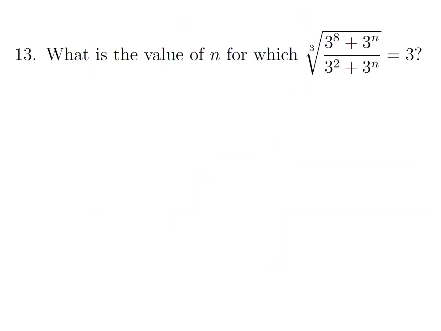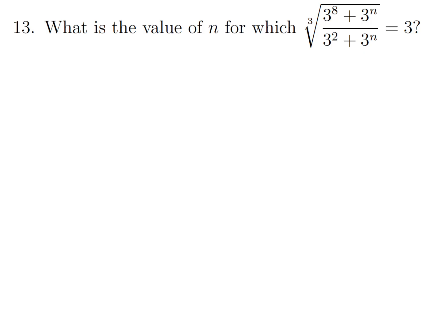What is the value of n for which 3 to the power of 8 plus 3 to the power of n over 3 squared plus 3 to the power of n, all cube rooted, is equal to 3? Okay, let's see what we can do here. So the first thing is the 3 to the power of n, I'd like to substitute that as a. You don't really need to, but it just makes it a little bit easier.